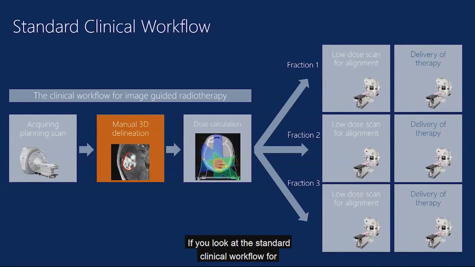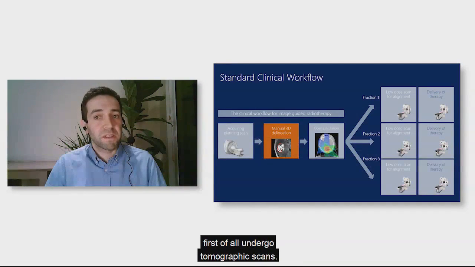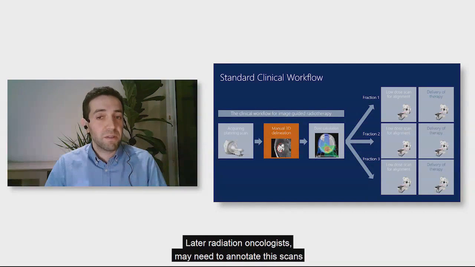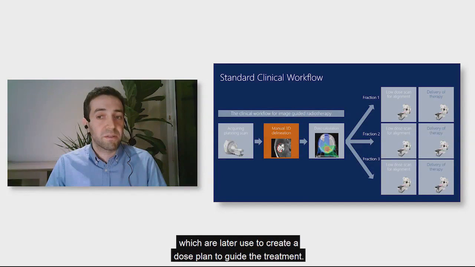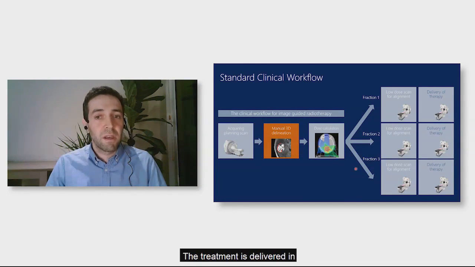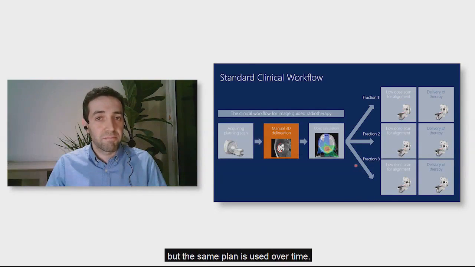And if we look at the standard clinical workflow for radiotherapy, we see a couple of steps. In the first step, patients first of all undergo tomographic scans. And later, radiation oncologists manually annotate these scans to identify target tumors and the surrounding healthy organs, which are later used to create a dose plan to guide the treatment. And the treatment is delivered in multiple fractions with lower dose amounts, but the same plan is used over time.